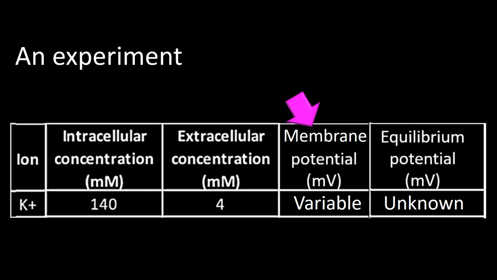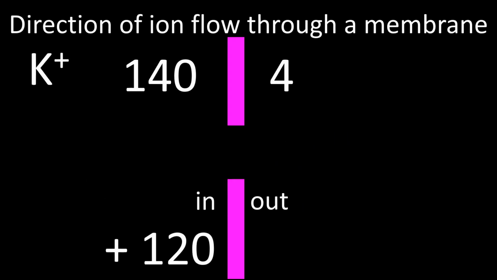This will be done by manipulating the membrane potential while keeping potassium intracellular concentration at 140 and extracellular concentration at 4. We will start by clamping the membrane potential at positive 120, as represented here.